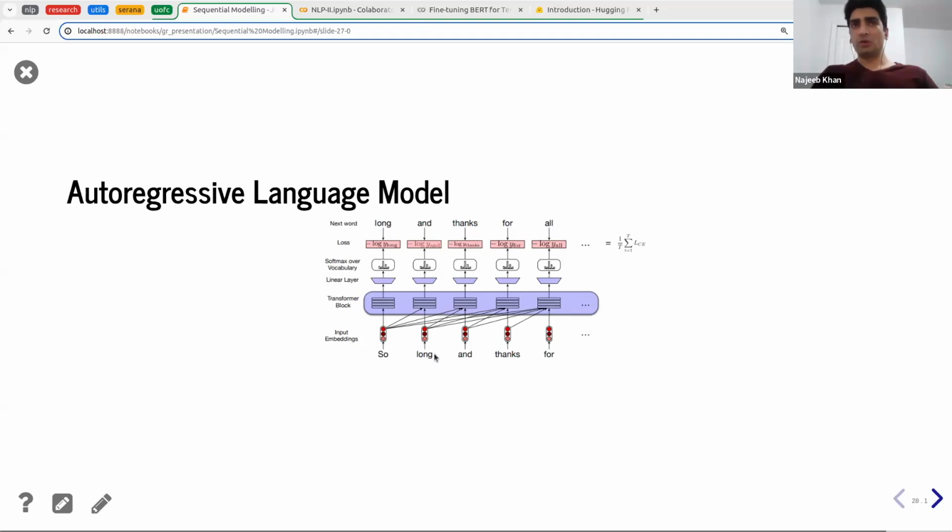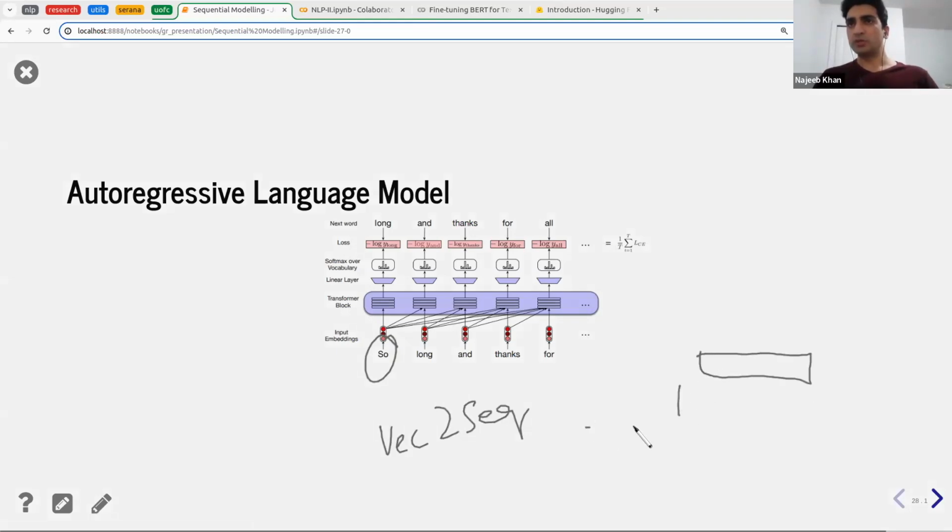And this is called a decoder model because, as I mentioned earlier, it is taking only a vector in the beginning. We have a vector, and then it's converting it into a sequence. So it's the vector to sequence, or the decoder part of the encoder-decoder model. You had the encoder in here and the decoder in here. This is more like the decoder of the sequence to sequence model.